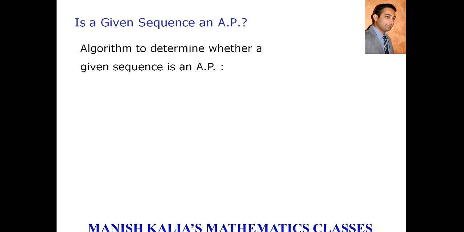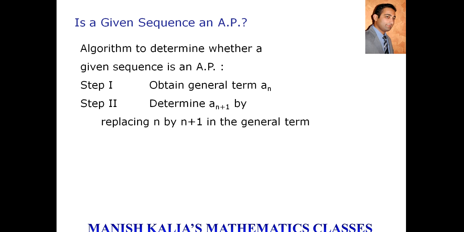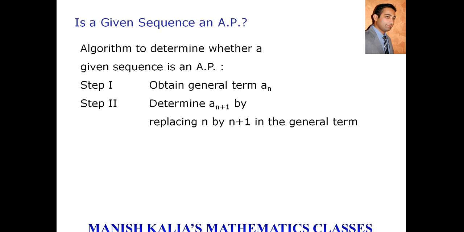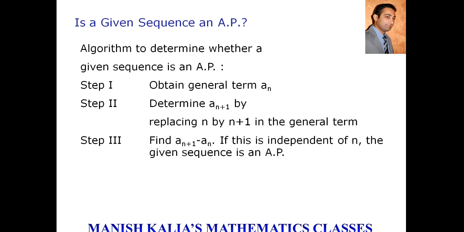If we have to find whether a given sequence is an AP or not, we have to follow some steps. We have to obtain its general term an, determine an plus 1 by replacing n by n plus 1, and find the difference of an plus 1 and an. If it comes out to be independent of n, that is, it is a constant, then it is an AP, otherwise not.